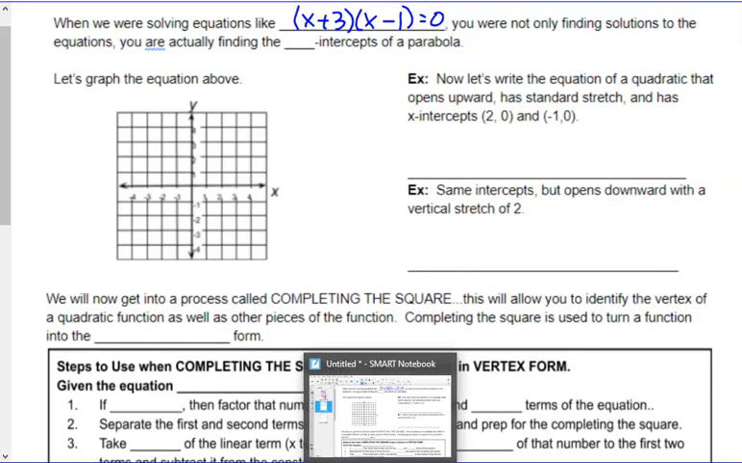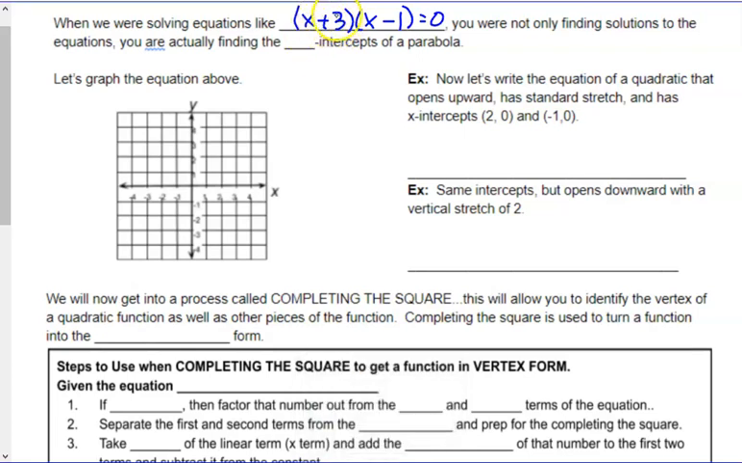And so we were finding solutions to the equation. What made this equal to 0 was negative 3. What made that equal to 0 was a positive 1. So not only are they what we call solutions to that equation, you're actually visually and graphically finding the x-intercepts of that parabola. So for our equation above, x plus 3 times x minus 1 equal to 0, we end up having negative 3 and 1. Those are our x-intercepts for our parabola. So that means that we're crossing at negative 3 and positive 1.